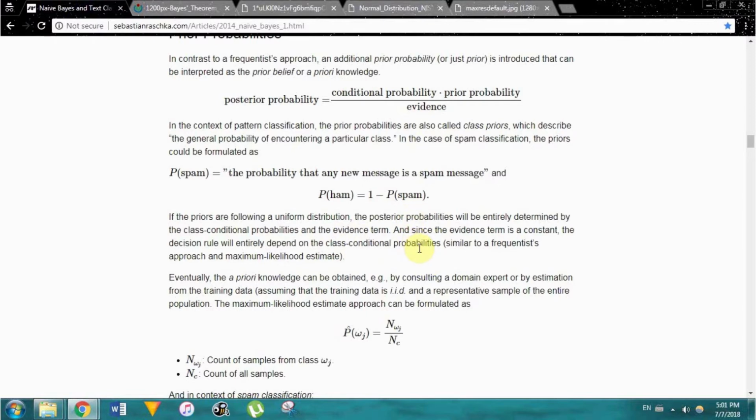Since the evidence term is a constant, why is it a constant? Because we have one evidence, right? We have one training set which we are training our model on. So it's a constant, which means that we can remove it. The decision rule will entirely depend on the class conditional probability, similar to a frequency approach and maximum likelihood estimate.